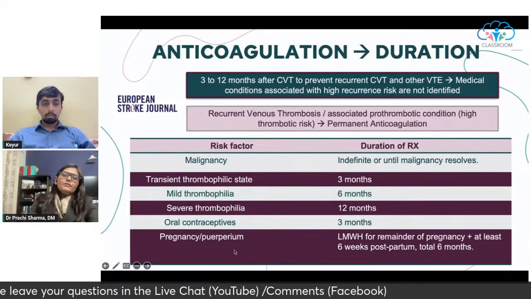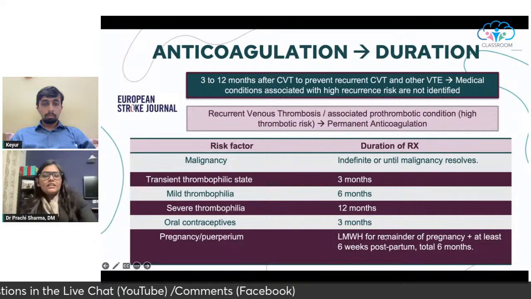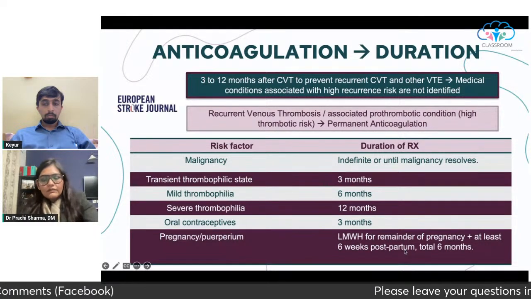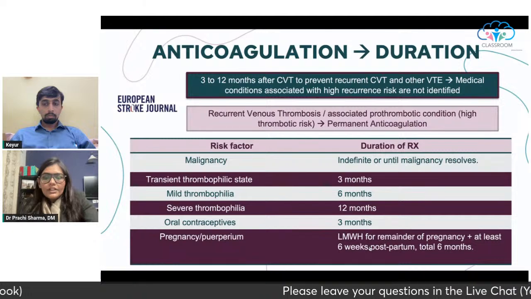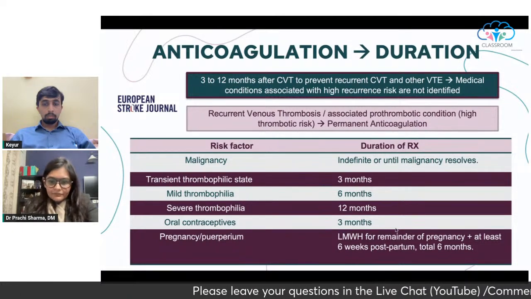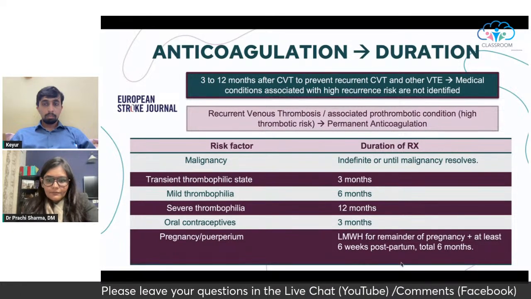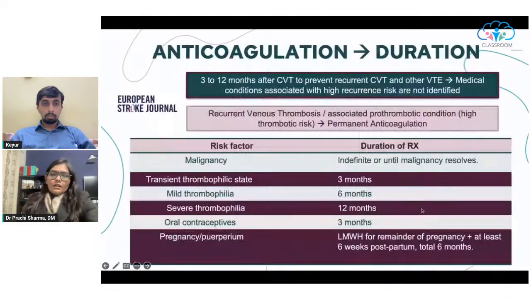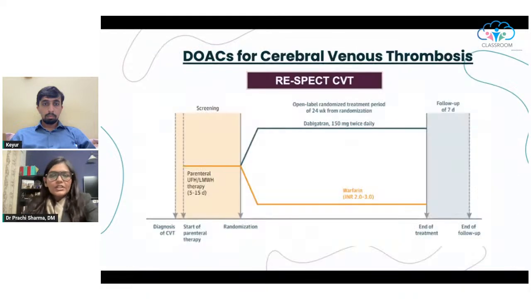What is important to know is for pregnancy and postpartum state, low molecular weight heparin is recommended, and this should be continued for at least 6 weeks postpartum and for a total of 6 months. And obviously, in these cases, warfarin is not to be administered because of the increased risk of teratogenicity and the risk of fetal losses and spontaneous abortions and fetal bleeding.